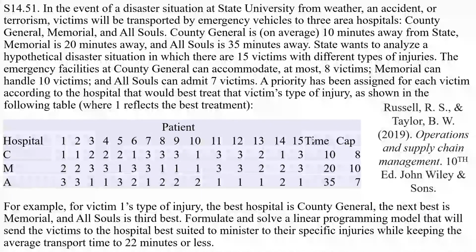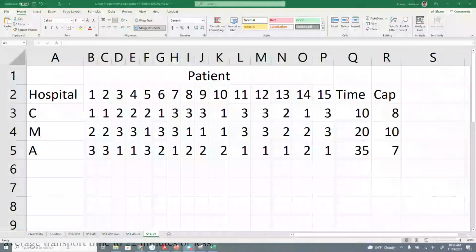You can read this problem, and the question it is asking is to send the victims to these 3 hospitals so that they get their priority. They get the service the best, their condition is served the best. At the same time, have 22 or less minutes of transportation or driving from that place.